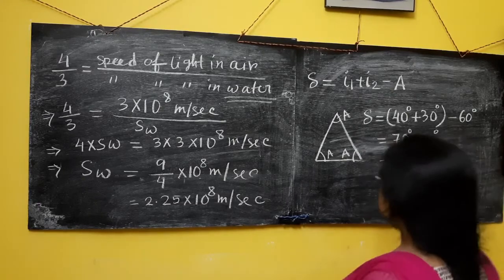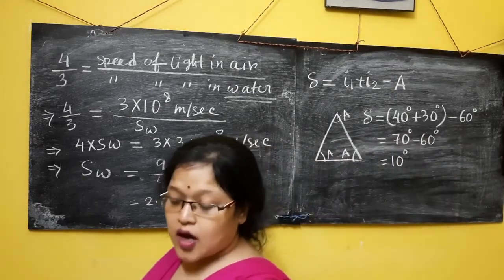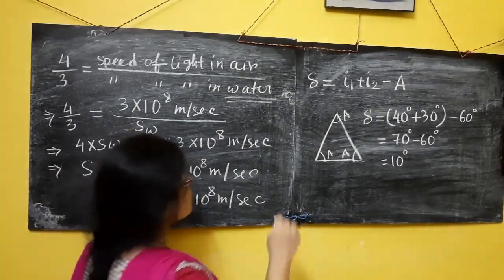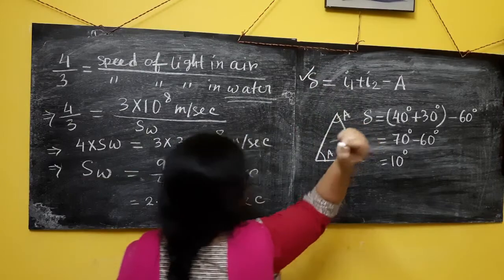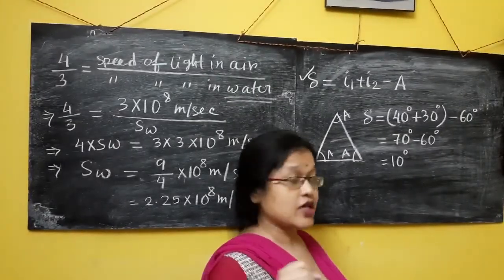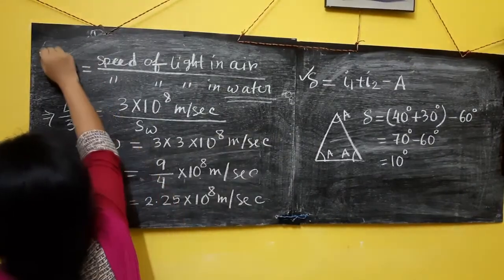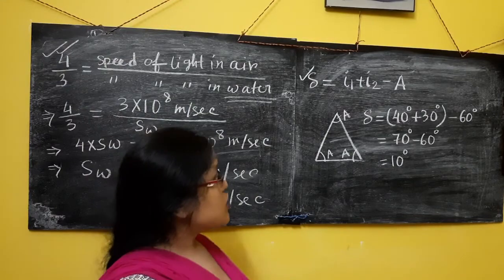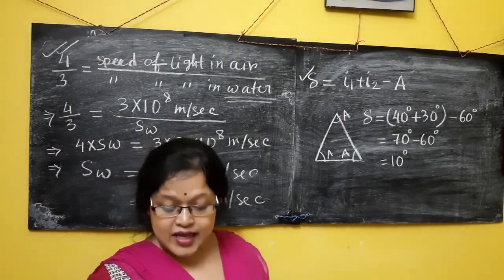Clear? So this is my angle of deviation. Done. This is also one formula whose derivation I need to remember, and also the last formula for numericals. This is also another formula. Only this formula you need to remember because derivation is not required. So these two formulas. Achha, next question.